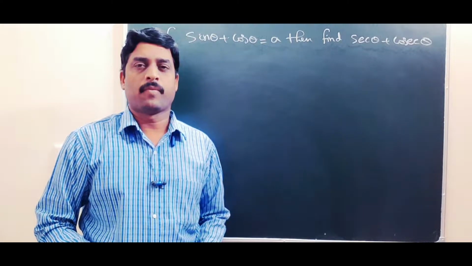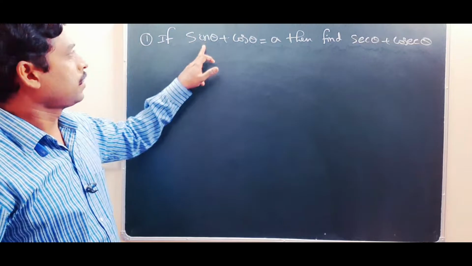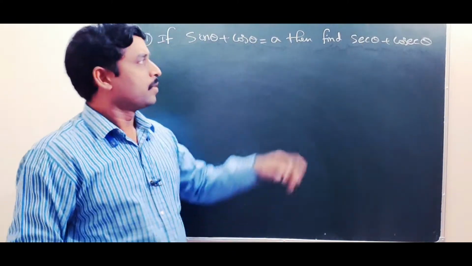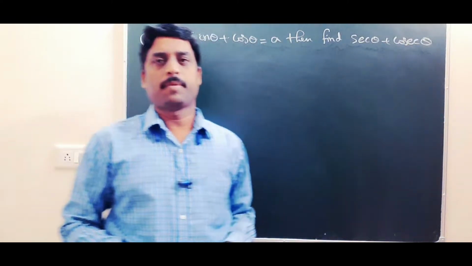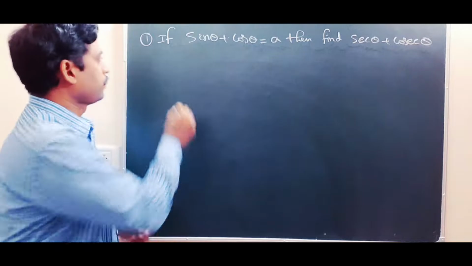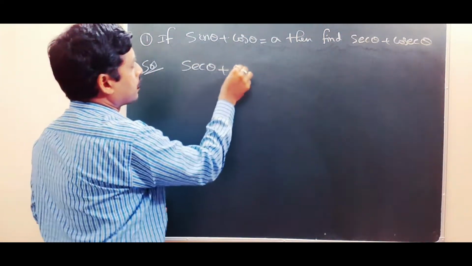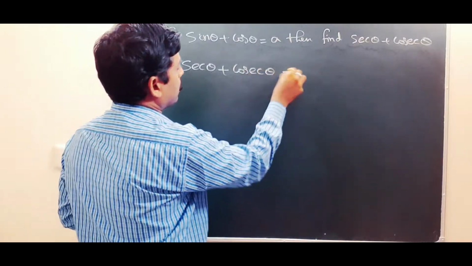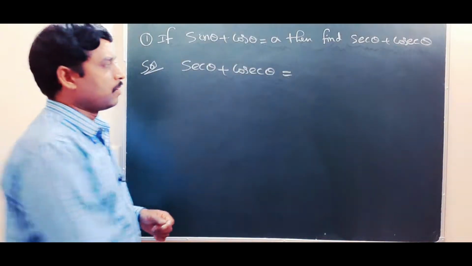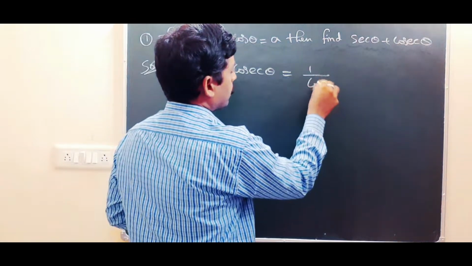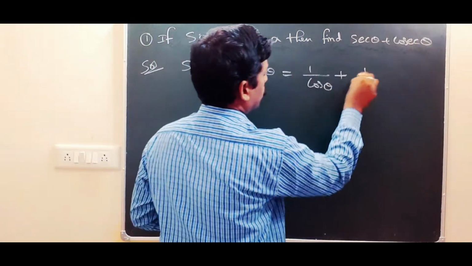Today I would like to explain trigonometry problems. Okay, now explain question number 1. Sin theta plus cos theta value given. We have to find secant theta plus cosecant theta. Secant theta plus cosecant theta is our target. So secant theta is nothing but 1 by cos theta, plus cosecant theta formula 1 by sin theta.